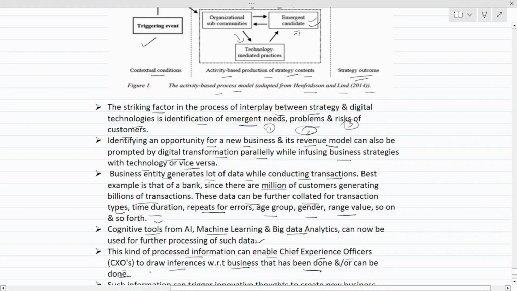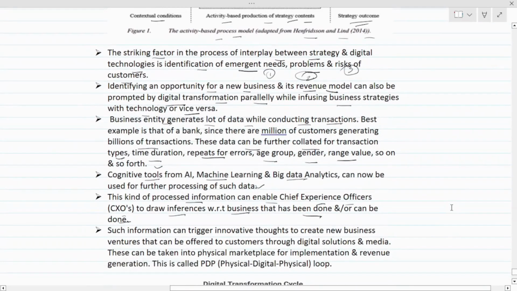So all this data, that is, first of all the transactions that are being generated, are being culminated, and the various cognitive tools from AI, machine learning and big data analytics are used. This can basically help people like the CXO, that is chief experience officers, for what? For drawing inferences, or they can come to a conclusion, or they basically use it for their business to grow, and this has been already done or it can be done, right? So it helps you in both ways, especially for the CXOs.